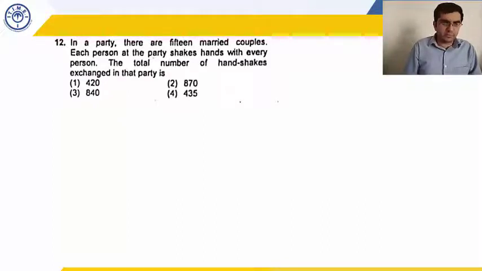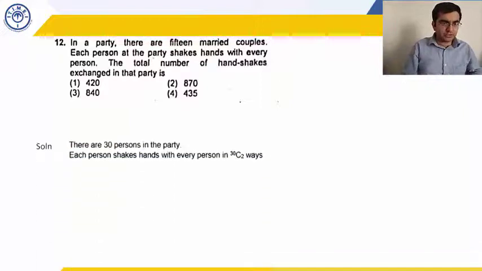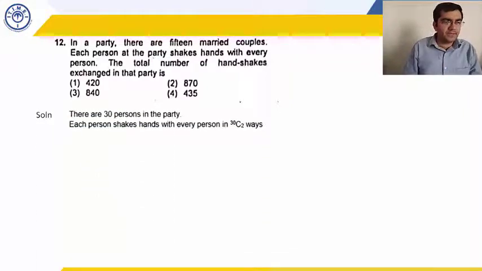Okay, very straightforward question. 15 married couples, that is 30 people are there, assuming 2 people per couple. 15 into 2 is 30. Now, among these 30 people, you have to select any 2, and those 2 people will shake hands. So 30C2. When you select those 2 people, they will shake hands and it's done.